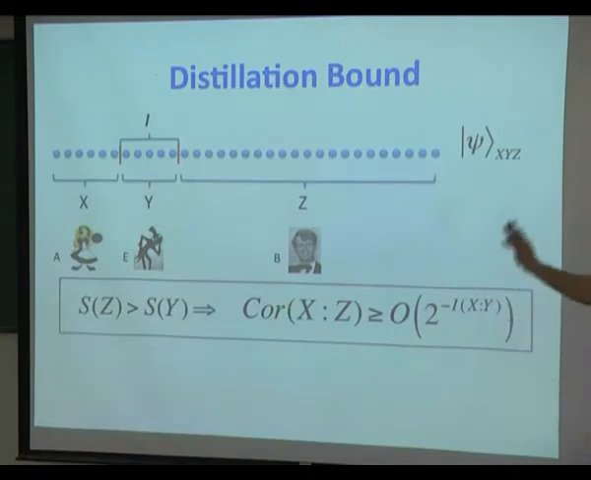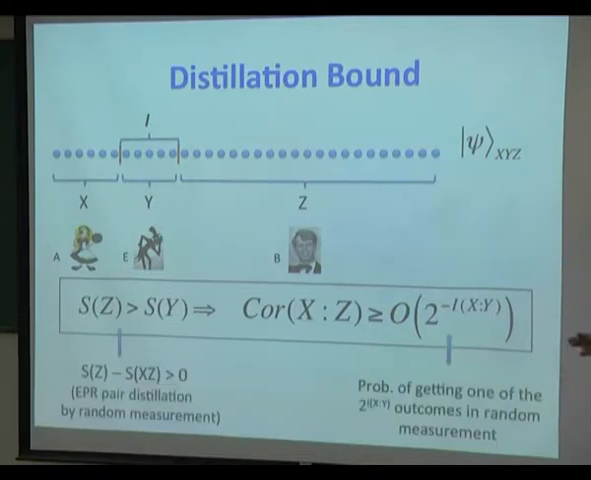Okay, I'm just claiming that it follows from entanglement distillation. It's not clear why it follows yet. But it just says that if the entropy of z is bigger than the entropy of y, the correlations of x and z must be bigger than something. Let me show you how this follows.